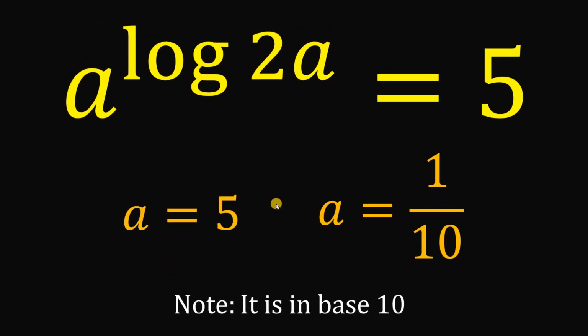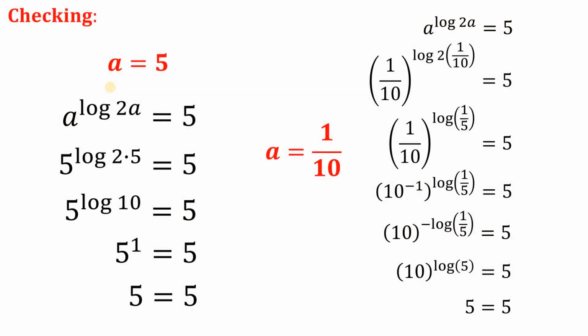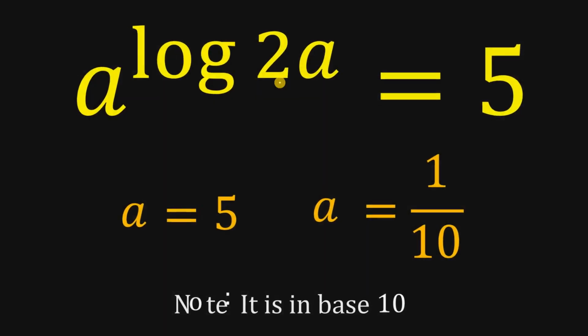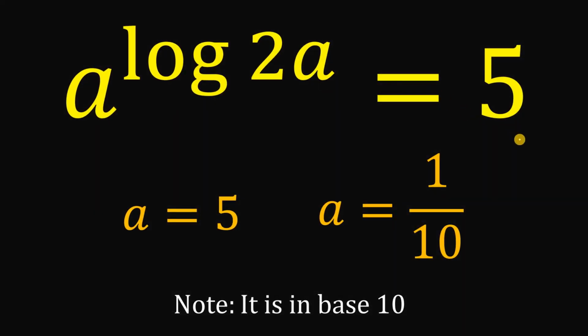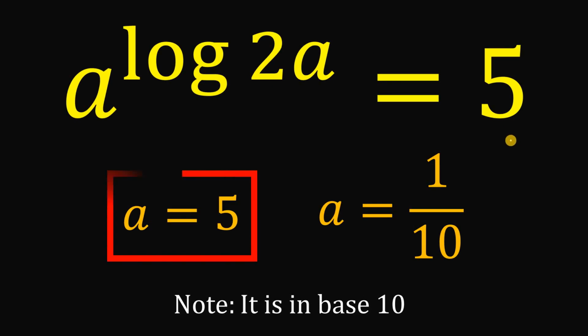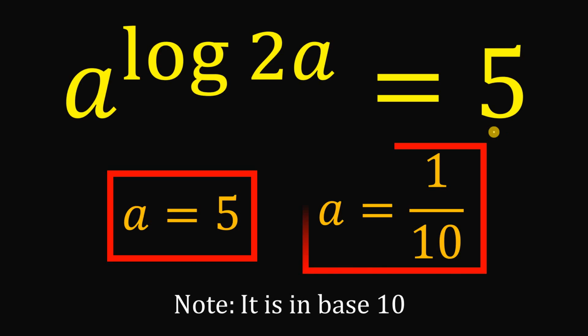And of course, here's the checking for those two values of a. So when a equals 5, 5 equals 5. So the left-hand side and the right-hand side balance. And also when a equals 1 over 10, the left-hand side and the right-hand side also balance. They're both equal to 5. Therefore, given this equation, a raised to the power of logarithm of 2a equals 5, we found two values for a. We have a equals 5 or a equals 1 over 10. And as always, we are done.